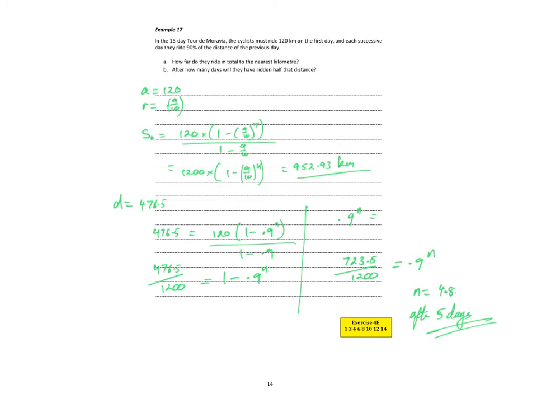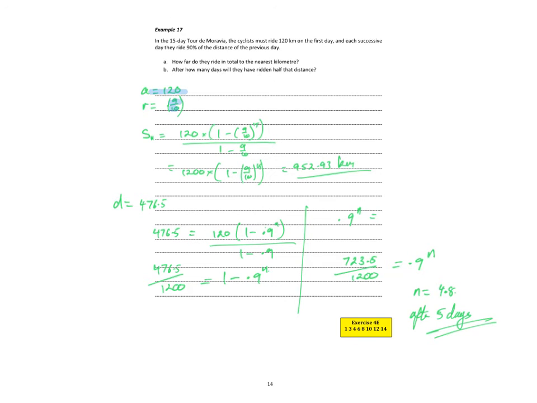Same here, I forgot to push record. So, Tour de Moravia, which in our coronavirus days is not running. Our initial day was 120 kilometres, and then we ride 90%. So I left it as 9/10 initially. As it turns out, 0.9 was probably going to be simpler.